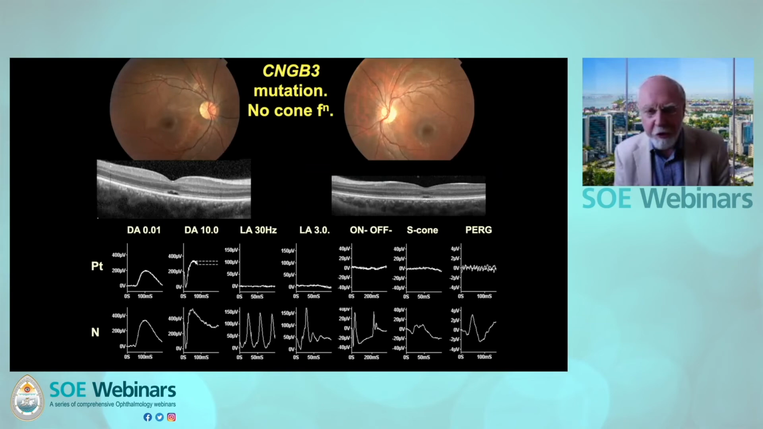The two main genes for achromatopsia are CNGA3 and CNGB3. This is a patient with CNGB3 mutation and has classical achromatopsia. On electrophysiology, normal rod function, bright flash, and no detectable cone function, including S-cone ERG, so this is complete achromatopsia or rod monochromacy. And yet the abnormality is that of a single foveal cavitation.